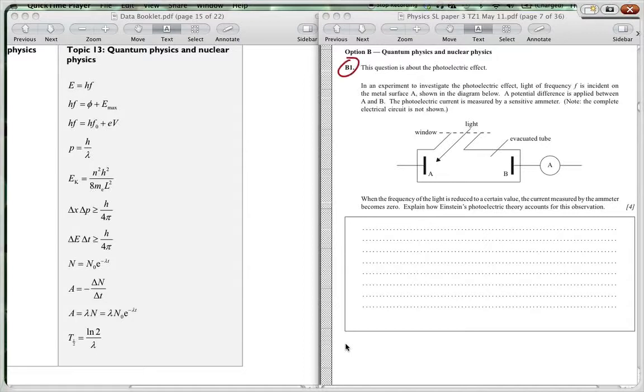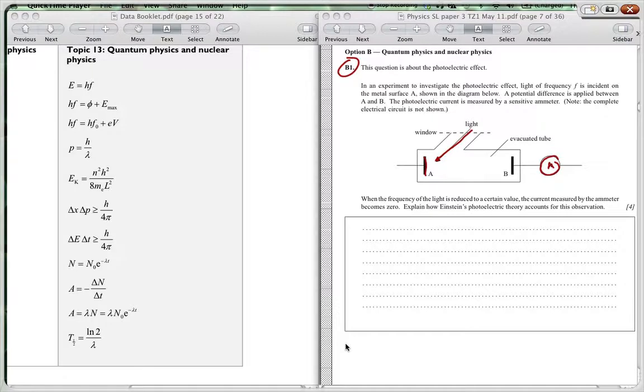Looking at question B1, this question is about the photoelectric effect, and it says, in an experiment to investigate the photoelectric effect, light of frequency f is incident on a metal surface. So this is your metal surface and you have light coming in like that, shown as in the diagram below. The potential difference is applied between A and B. The photoelectric current is measured by a sensitive ammeter over here, and note the complete electrical circuit is not shown.